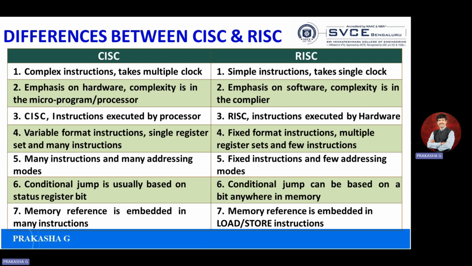In RISC, memory reference is embedded in the load and store instructions. See, load instruction and store instruction always deal with the memory. That means, the other way around, in a RISC processor every operation is based on the register only. You should always use the register to perform any arithmetic operation, logical operation, any operation. But in CISC, what happens? Registers you can use, and you can also operate on memory.